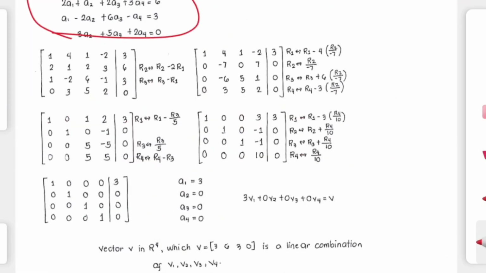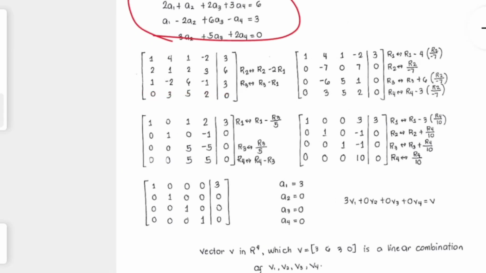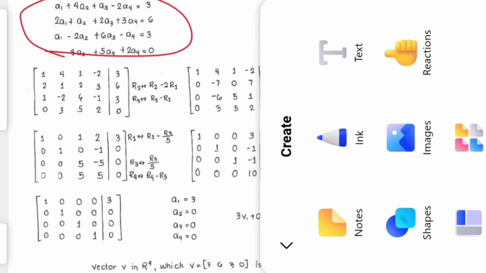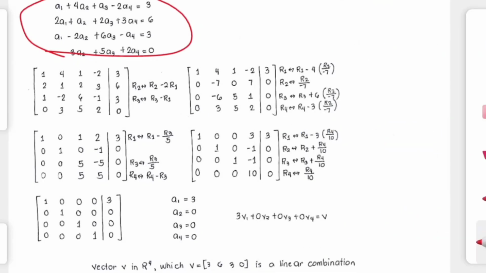So using Gauss-Jordan elimination, we have formed here the matrix. For column 1 we get 1, 2, 1, 0, for column 2 we have 4, 1, negative 2, 3, and for column 3 we have 1, 2, 6, 5. For column 4 we have negative 2, 3, negative 1, 2. And we have here the 3, 6, 3, 0.